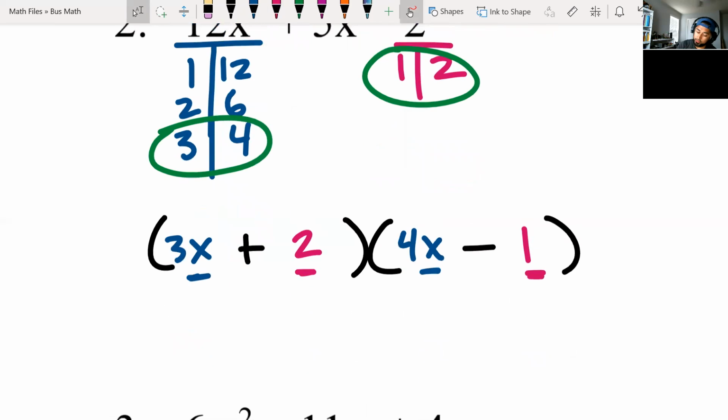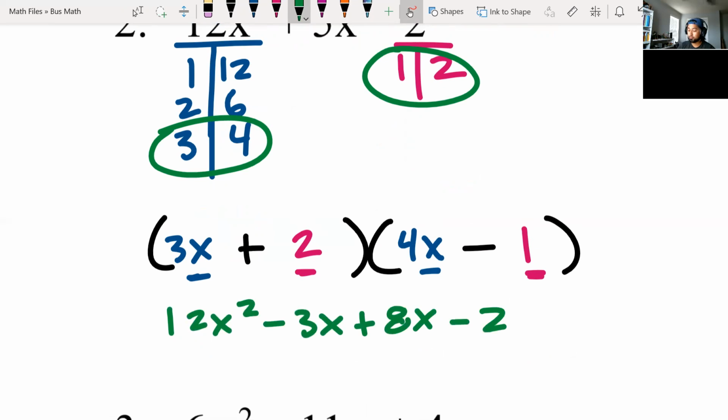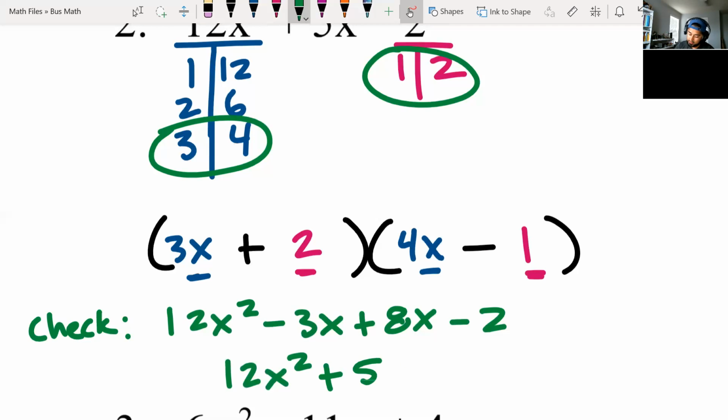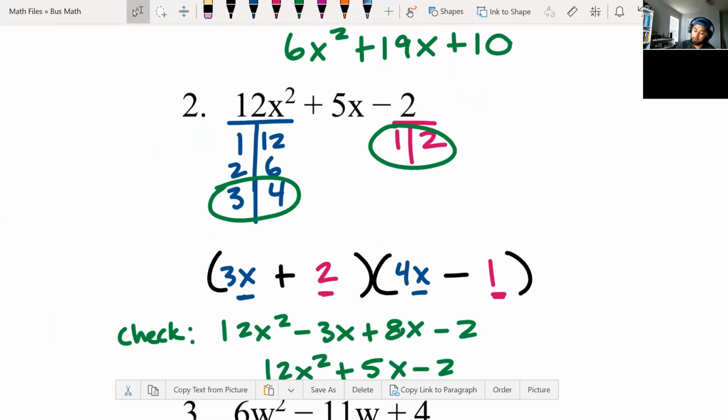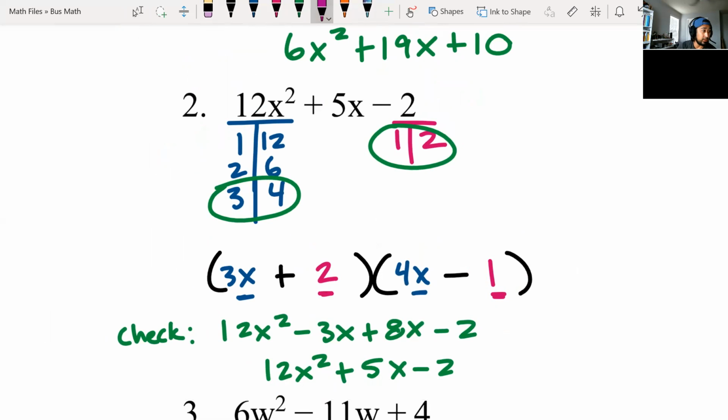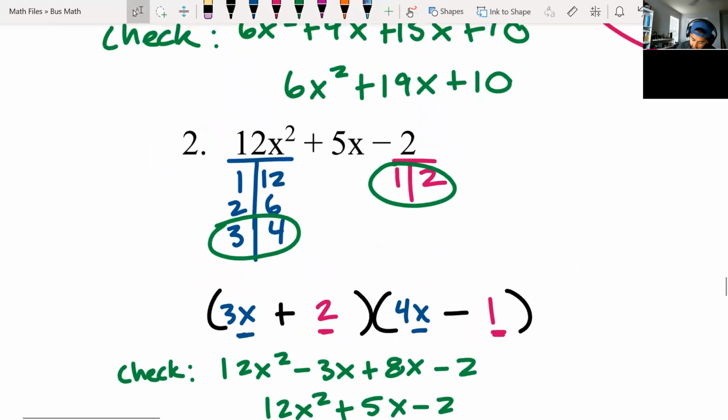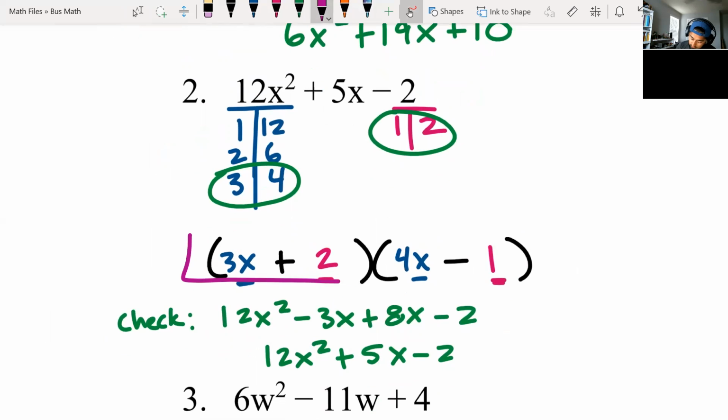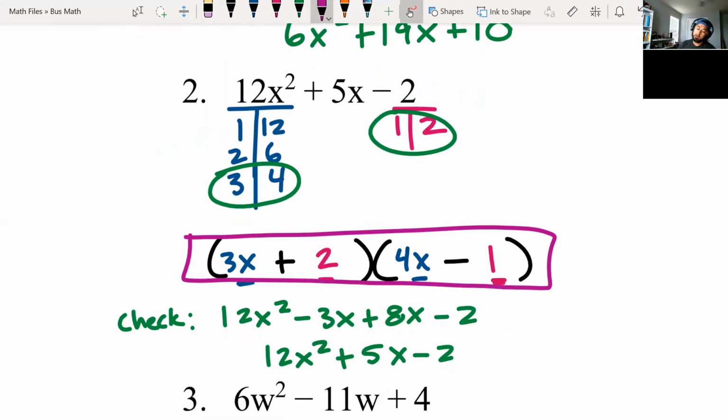Let's go ahead and FOIL to check our work. And I'll get 12x squared minus 3x plus 8x minus 2. Combine like terms. And I'll get 12x squared plus 5x minus 2. Oh my goodness. Does that look like the same problem above? Yes. Yes. So we get the answer immediately. Not bad.